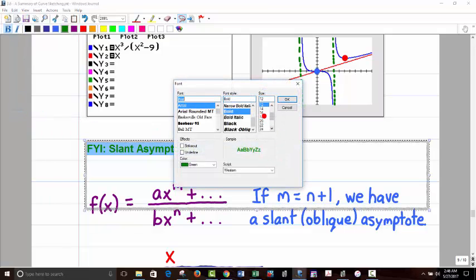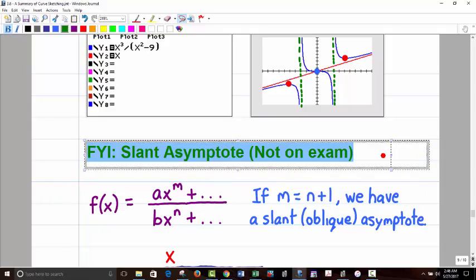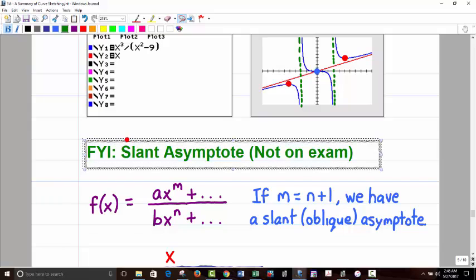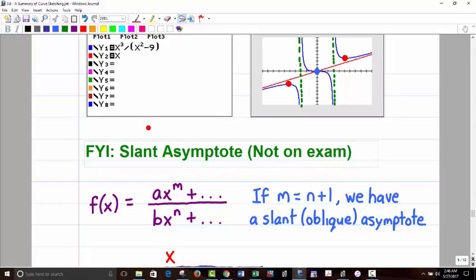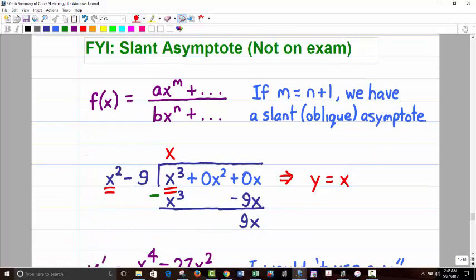That's still accurate. But anytime that we have a larger power on top by exactly 1, the power is 1 larger on top than the bottom. So we had an x cubed on top and x squared on bottom. So that means we have what's called a slant asymptote. So you actually do a little division here. X squared minus 9 into x cubed. So you do it this way.